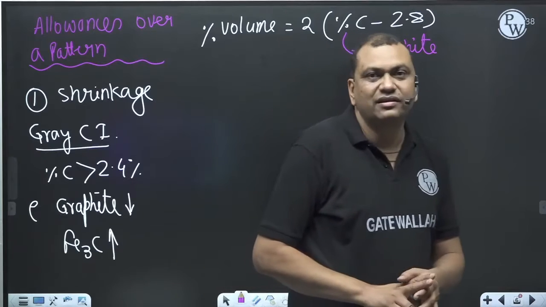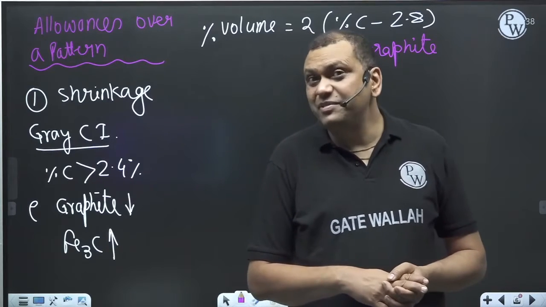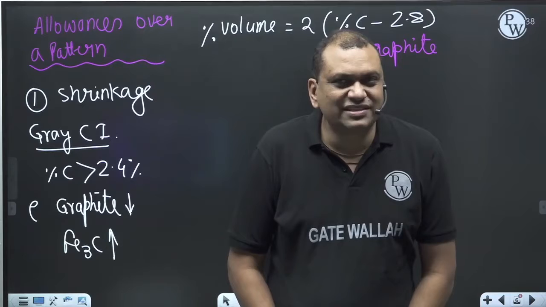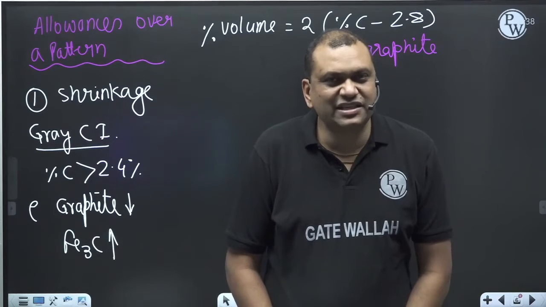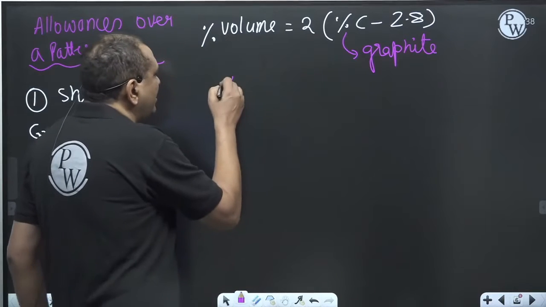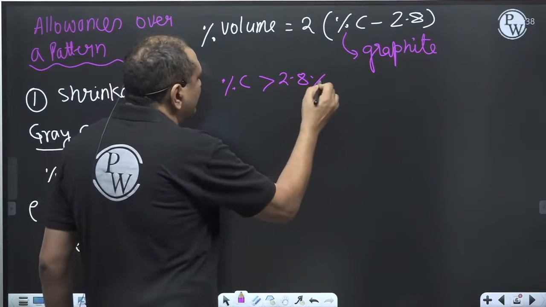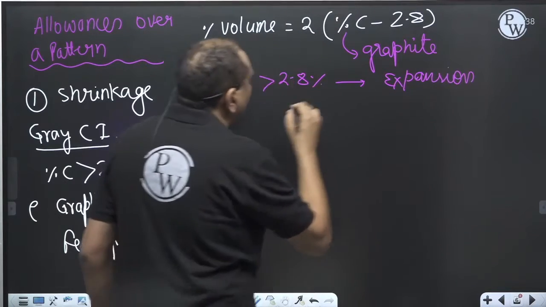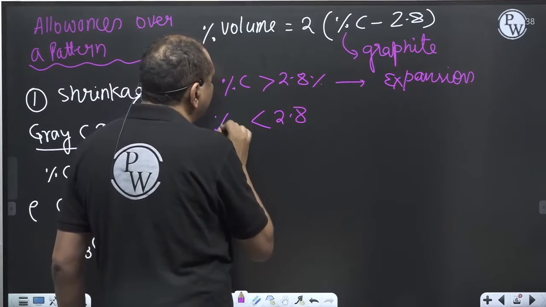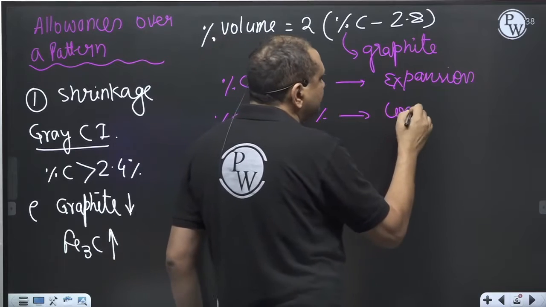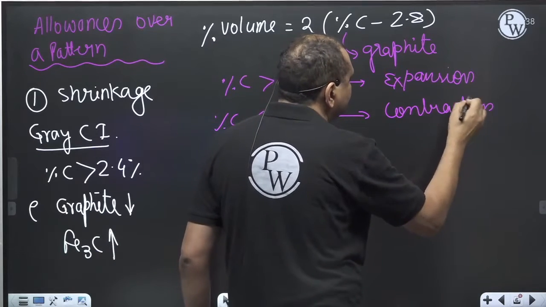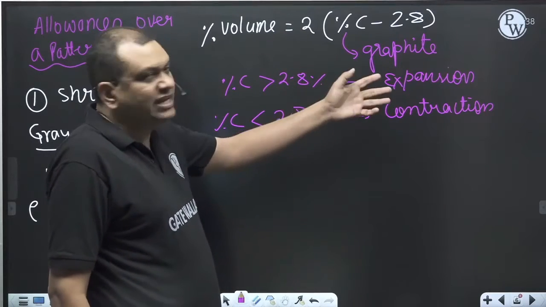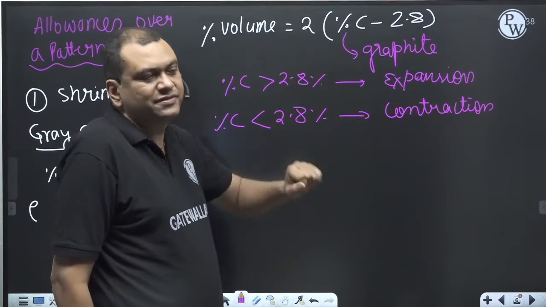Now in GATE, these questions appear. So when the gray cast iron percentage is given, if the percentage of carbon is more than 2.8%, there will be expansion. And when it is less than 2.8%, there will be contraction. So if the percentage is more than 2.8%, you can say expansion and provide the negative allowances.